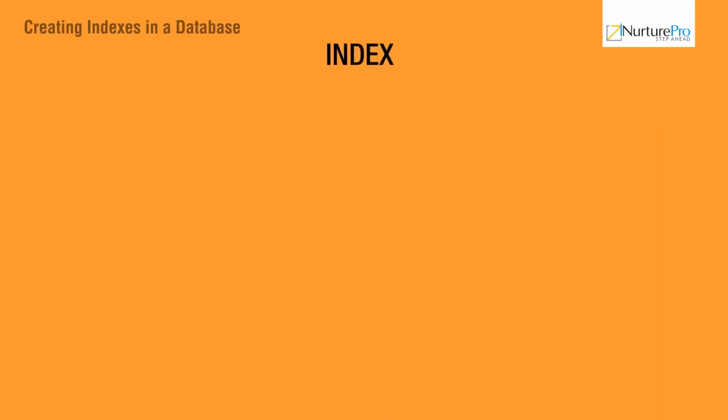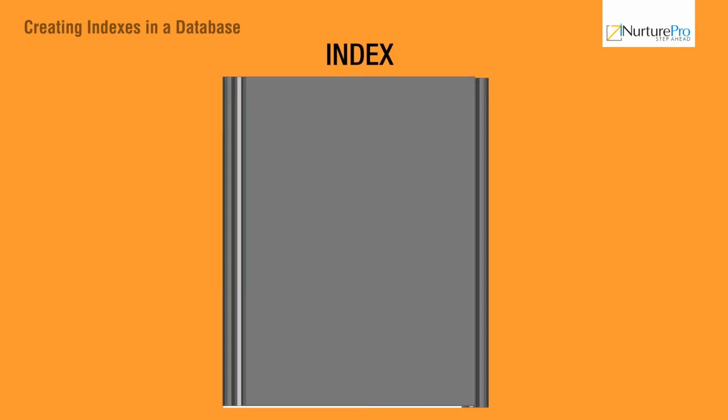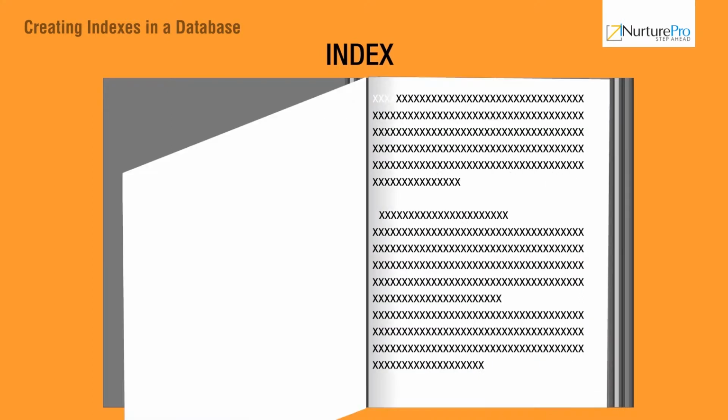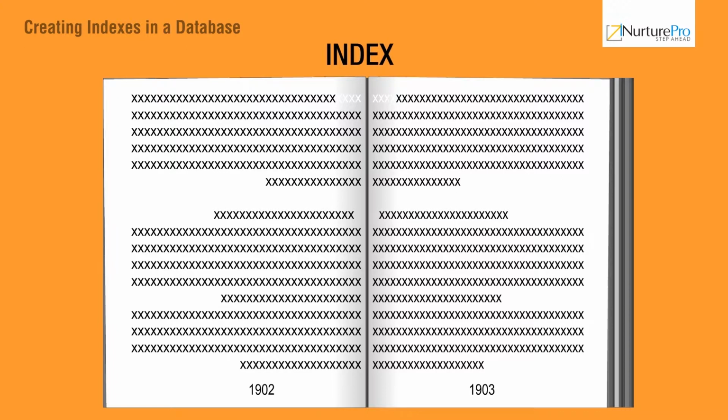The best way to think about index is to take a book and look at the last few pages where you can find the index page. Here, you see that the index consists of topic names and page numbers. Suppose you're looking for a topic, subtopic, and its page number is 1903. You can quickly turn the pages and go to that particular page with the help of the index. In this case, you do not have to search the entire book and find the topic you're looking for.